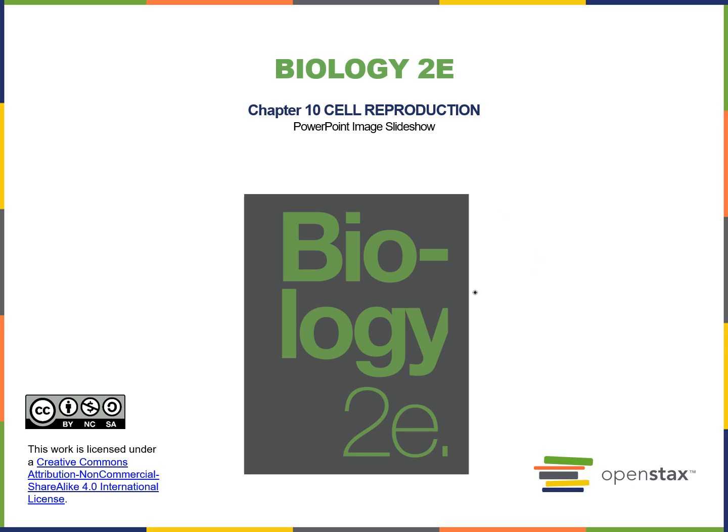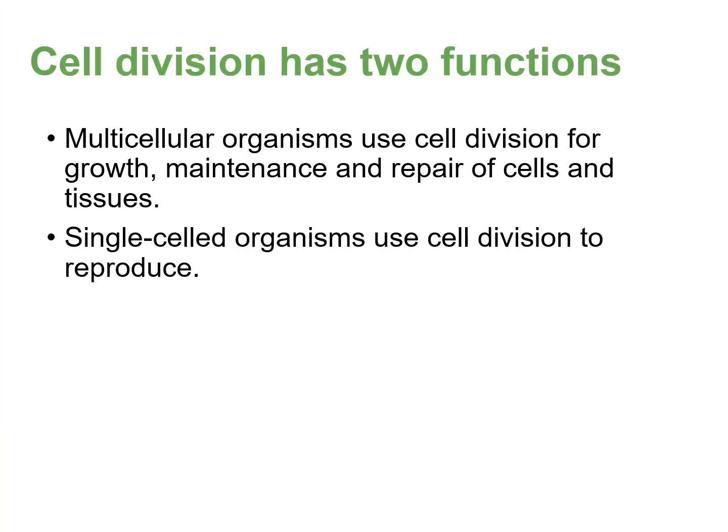Bio 100, Chapter 10, Cell Reproduction. Alrighty, so we're kind of going back to some of the basics now that we've talked about other things so that we can get into what cell division is and then talking a little bit about how that can lead into cancer and those kind of things.